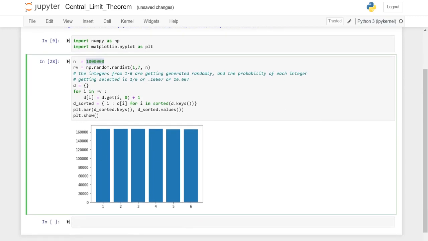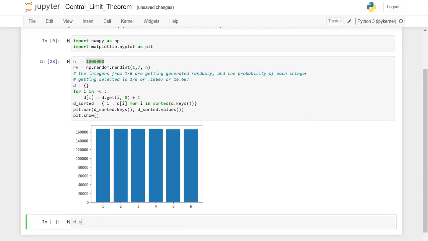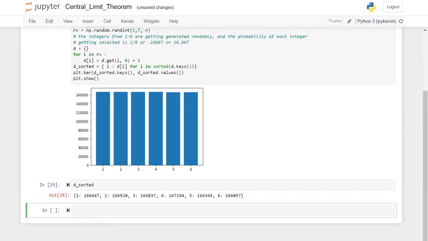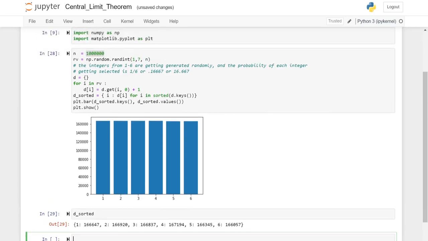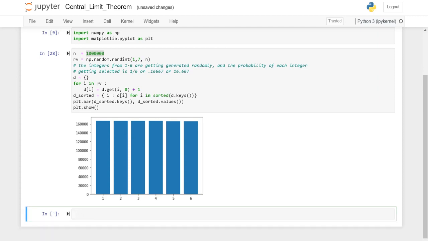And if we want to see, we can see. We say D sorted. Look, are they the same? They are not. But since the number involved is so huge that the difference becomes negligible, this graph looks of the same size, though they are not the same size. If we increase the scale, the difference will start appearing. Very good. So this is what we have done so far.